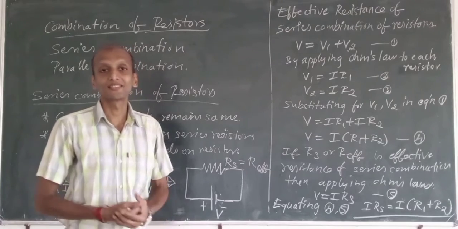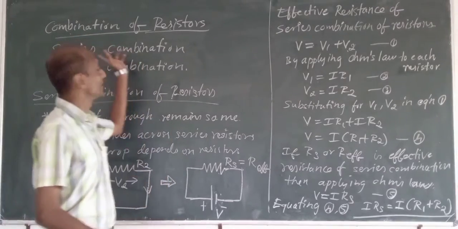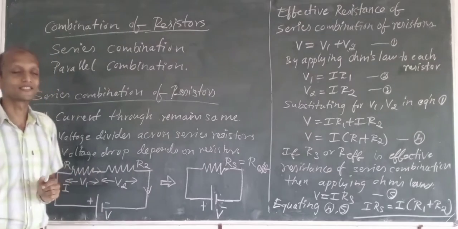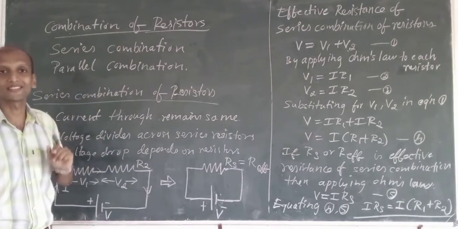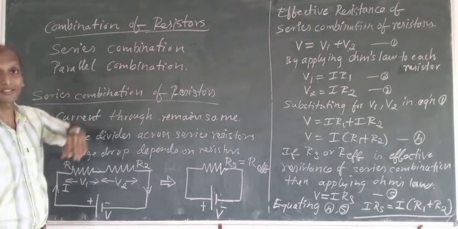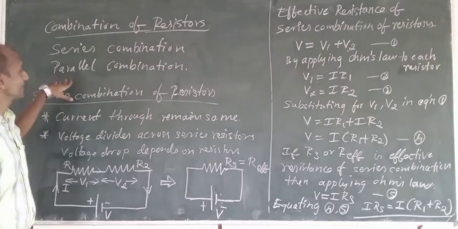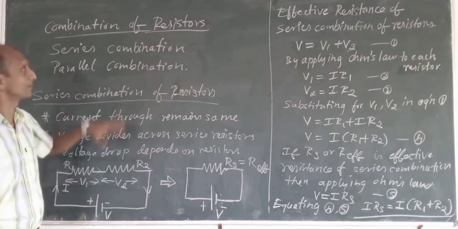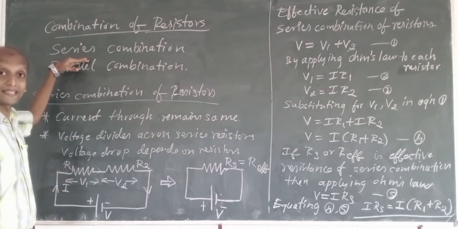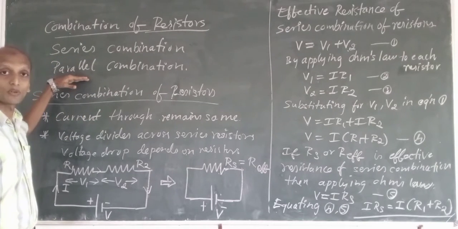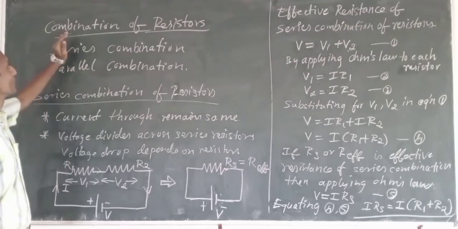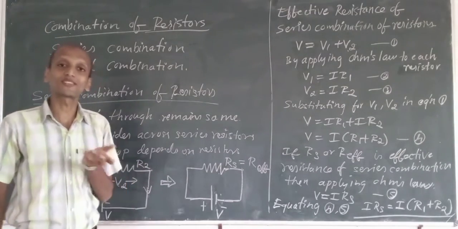Students, in this class we will be discussing the combination of resistances, or resistors. Resistors can be connected in series combination, or they can be connected in parallel combination. So one is series combination, another is parallel combination. So we can connect resistances or resistors.